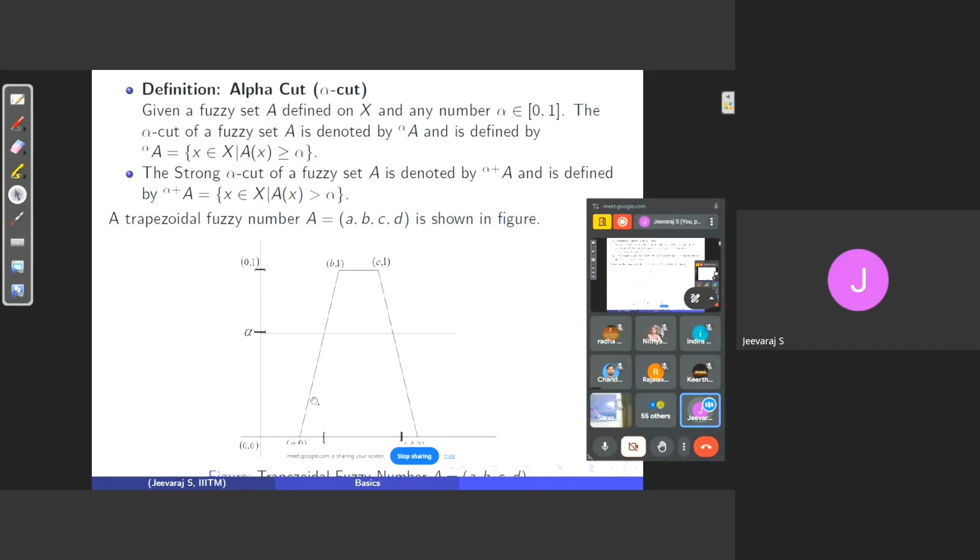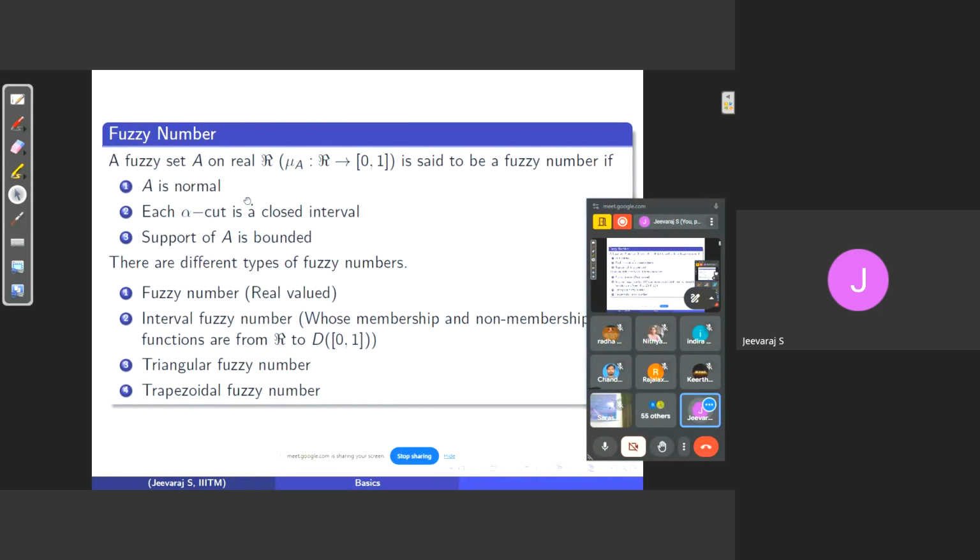Support means I'm interested in collecting the elements whose membership grade is strictly greater than alpha. What is the meaning of it? The inverse image of this entire curve. That is nothing but, except A and D, all other elements between A and D. So is it bounded? Yes, of course it's bounded. It's bounded by A and D itself. So if a fuzzy set satisfies all these three conditions, then we call such a fuzzy set a fuzzy number.